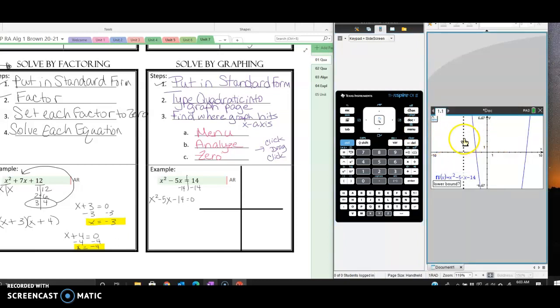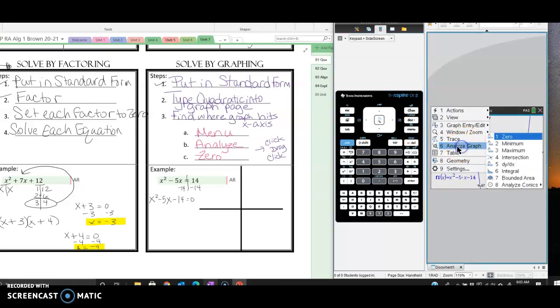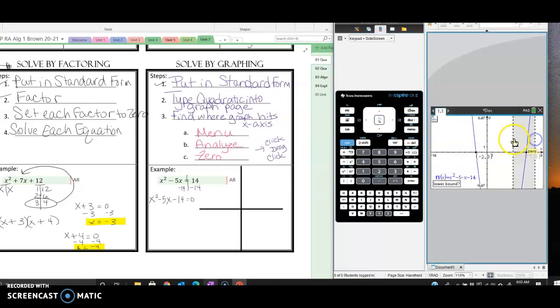Okay, and notice I have this vertical line. I'm going to click, drag it across where it touches the x-axis, and click again. There's one of my zeros. Have to do that again. All right, you have to do it twice, both of them. Menu, analyze graph, 0, click, drag, click.